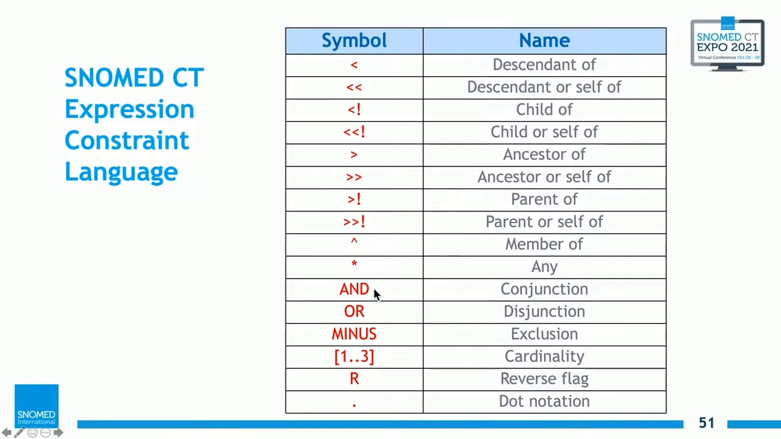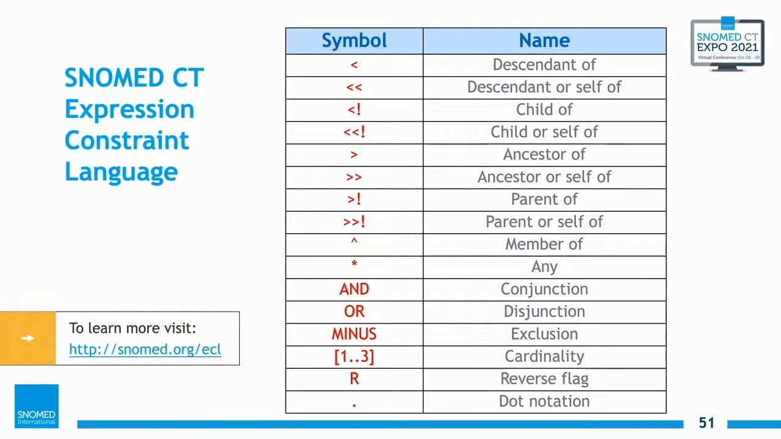There is conjunction, disjunction, and exclusion using and, or, and minus. Cardinality restricts the number of times a matching relationship can appear. And there are other features, such as the reverse flag and dot notation, which allow you to reverse the direction of the relationship to select attribute values rather than the source concept. In a moment, we're going to show you some examples, but you can always access the full specification at snomed.org/ECL.